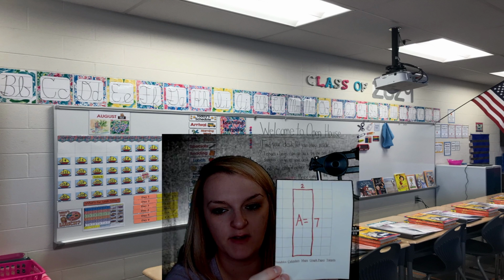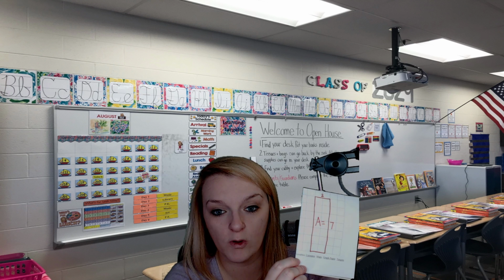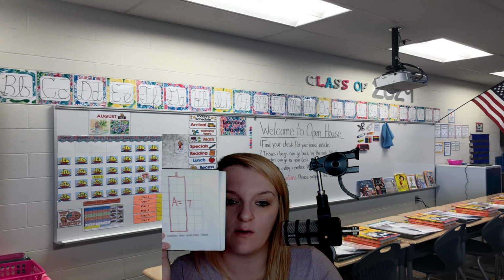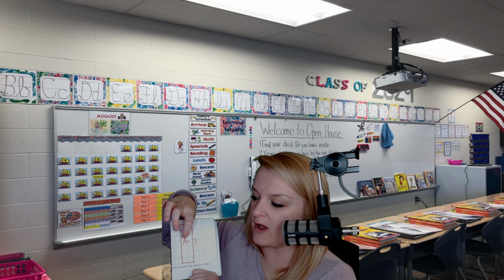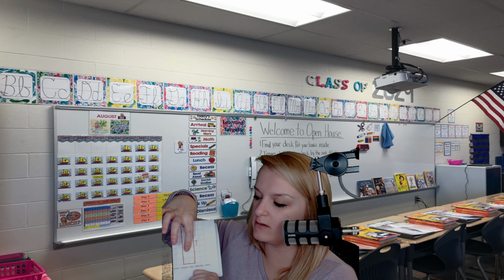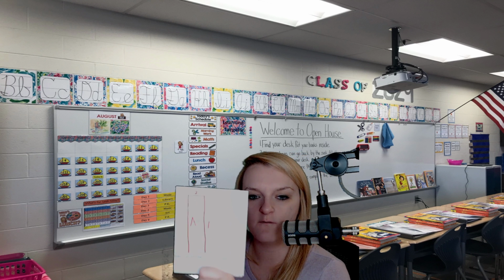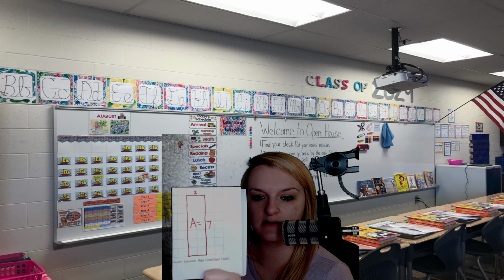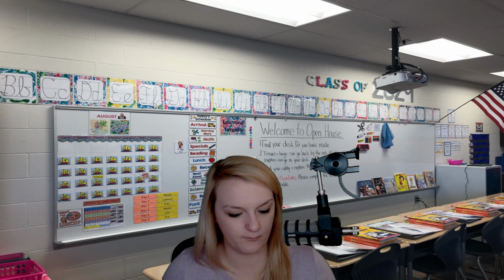2 times 7, length times width, equals 14. My area of this would be 14 square units. So if I count them, I'm also going to get 14. 1, 2, 3, 4, 5, 6, 7, 8, 9, 10, 11, 12, 13, 14. 14 units squared, or square units, is my area here. Great.